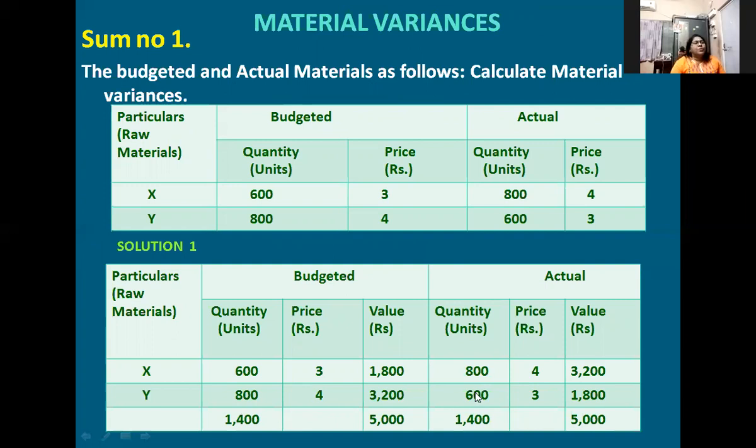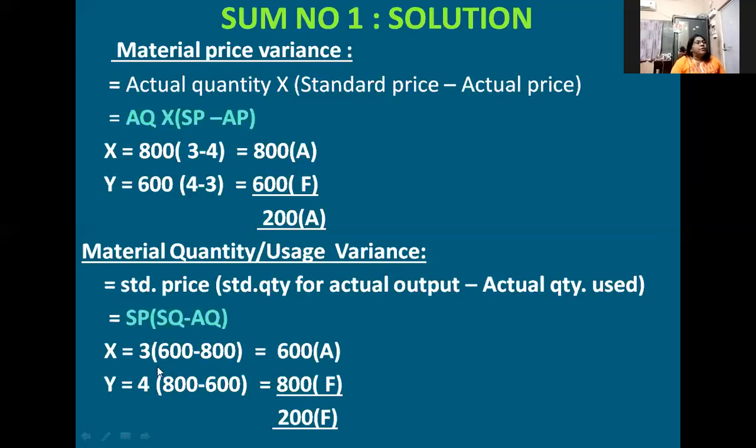So this thing has to be within the brackets, and the actual price has to be multiplied with the answer: 4 and 3. So look at that. 3 is the actual, that is the standard price, and then 600 minus 800, so 600 minus 800 is minus 200. Minus 200 into 3, we are getting 600 as adverse. Like this, we made a calculation.